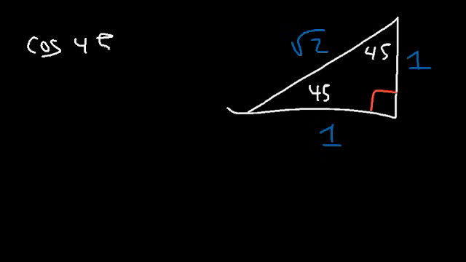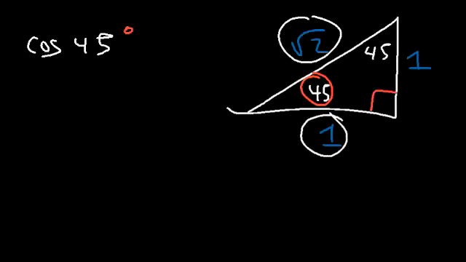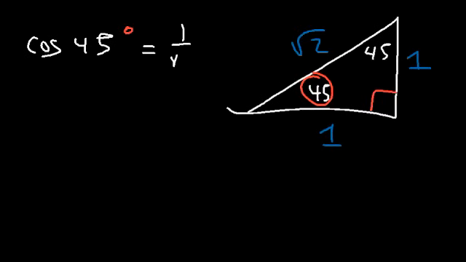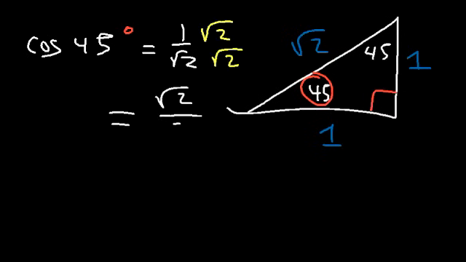Now, there's another triangle that you need to be familiar with, and it's the 45, 45, 90 triangle. Across the 45-degree angles are 1. Across the 90-degree angle is root 2. So let's say if we want to evaluate cosine 45 degrees, and let's use this angle. So adjacent to that angle is 1. The hypotenuse is root 2. So it's 1 over root 2. And if we rationalize the denominator, cosine 45, we could see that it's going to be root 2 over 2.